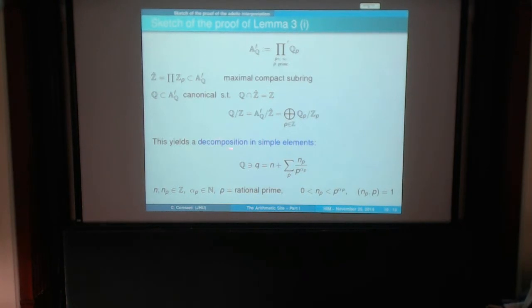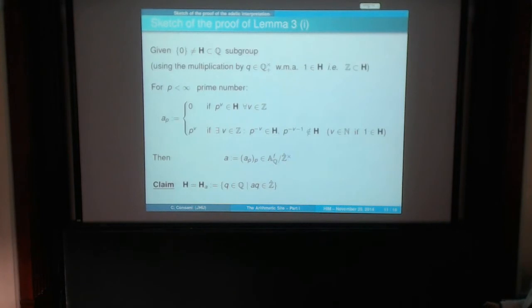So we use this simple but relevant fact, the decomposition into simple elements. Given a rational number, you can write this rational number, following this idea, as an integer plus a sum over the primes. These n_p are integers, p is a rational prime, and alpha_p are natural numbers, but there are conditions that you have to impose because you want to end up in Q_p mod Z_p. So n_p is between 0 and p to the alpha_p, and then n_p and p are coprime. Okay, so this is a natural and interesting way to interpret rational numbers. We will use this in the proof.